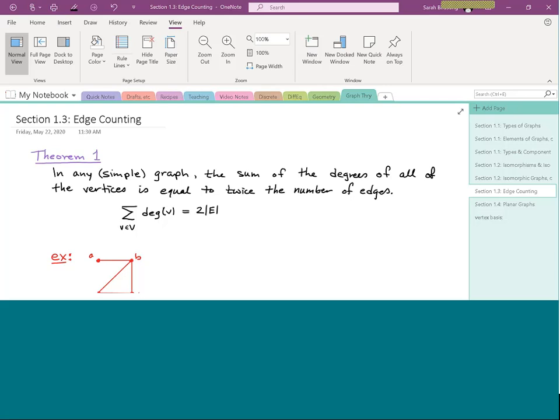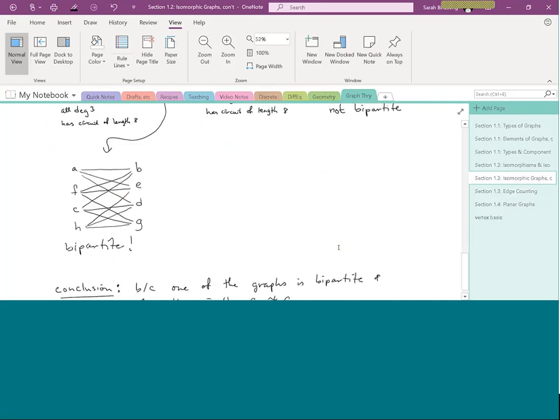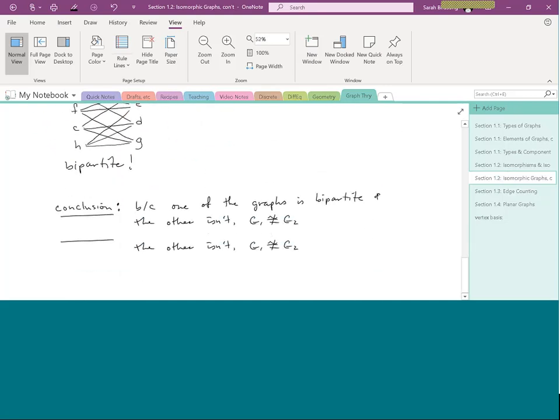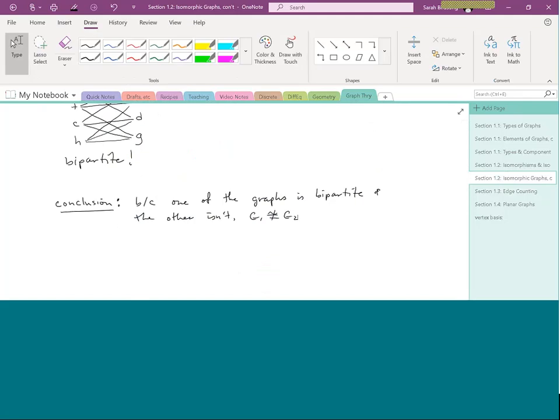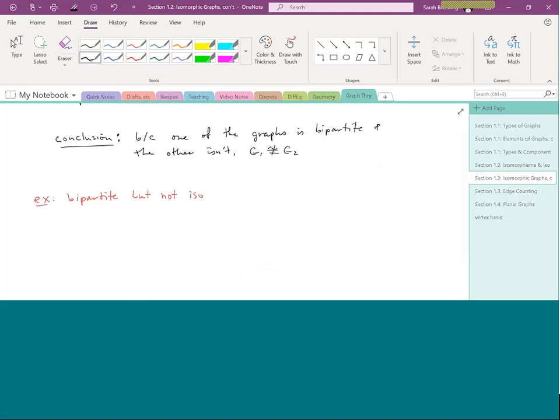The question that just came in was, can 2 graphs both be bipartite and not isomorphic? And the answer is yes. Here, let me show a quick example of that. So, example here: bipartite, but not isomorphic. And I'm going to be relatively lazy with this example, so it's going to be a pretty small example.